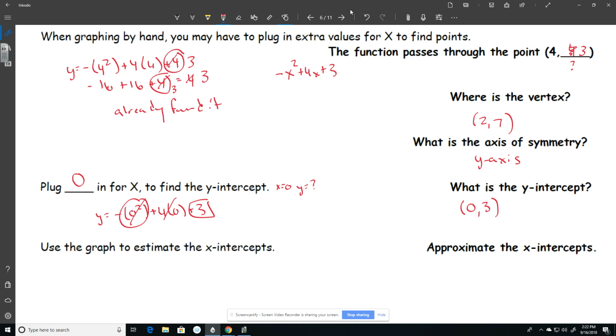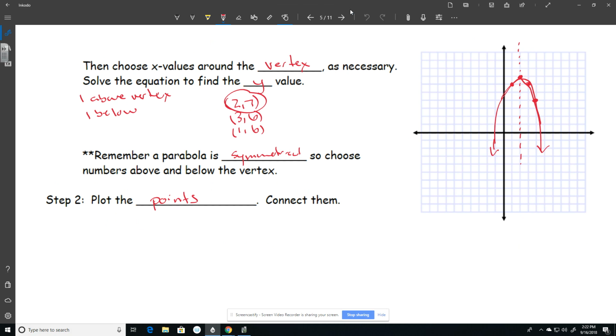Nonetheless, we have what we want. The y-intercept is (0, 3). Use the graph to estimate the x-intercepts. Again, we kind of just have to look at the picture and see where it looks like it's crossing the x-axis. Where does it look like y is equal to 0? Looking at my picture, y looks like it equals 0 a little bit bigger than 4, maybe at like 4.5.